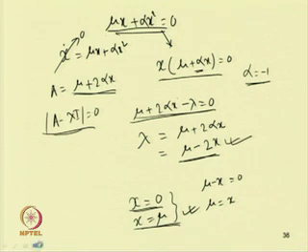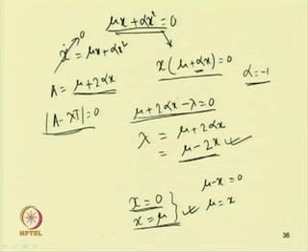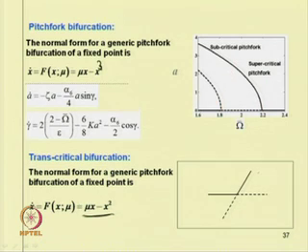So, this is the x equal to 0 line, and the second one is x equal to mu. So, this is the x equal to mu line, and this is x equal to 0. So, this is the Pitchfork bifurcation, and this other one is the transcritical bifurcation.